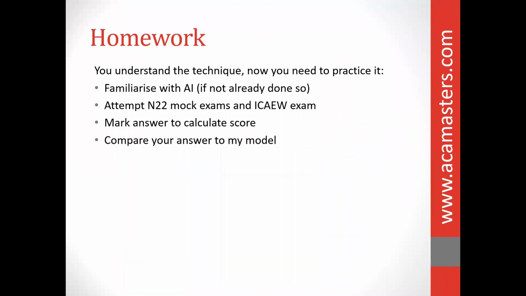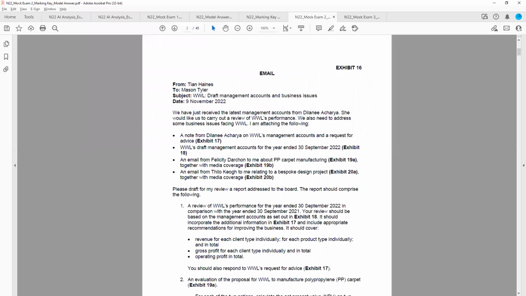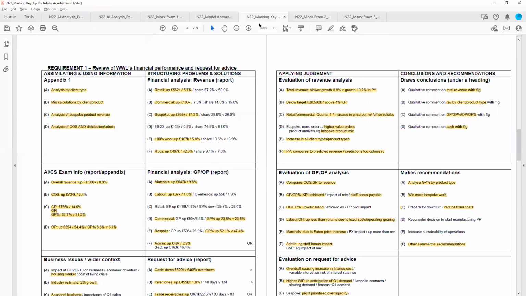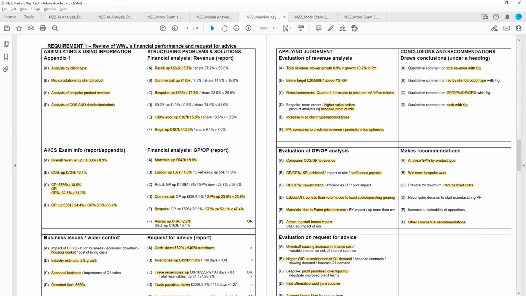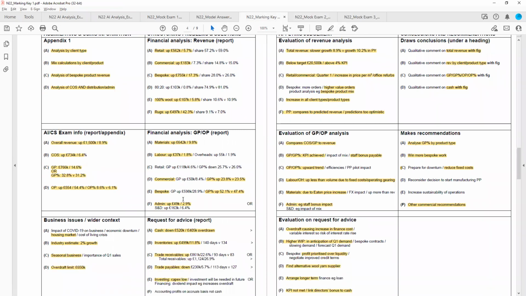So then after you've attempted an exam question, so you can do the mock exams and you can also do the actual ICAEW exam, which is available on the ICAEW website. After you've attempted a question, just as I did, you should go and mark your answer so that you can see which points you got and which points you didn't get, and therefore the areas where you need to improve.